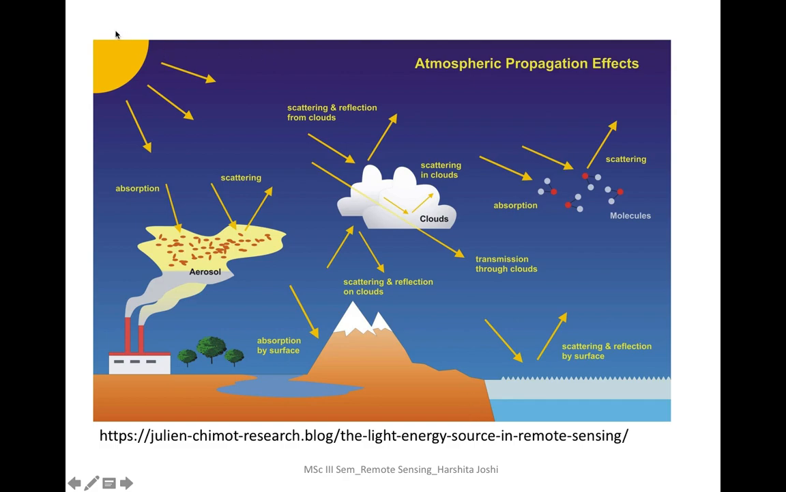So the electromagnetic energy comes from the sun. Some of it is absorbed, some of it is scattered by the aerosols or the clouds due to various factors, and some part gets absorbed by the surface, be it the mountains, the ground, the ponds, or the ocean, and some part is scattered. So the energy comes, it interacts and then it scatters, right?